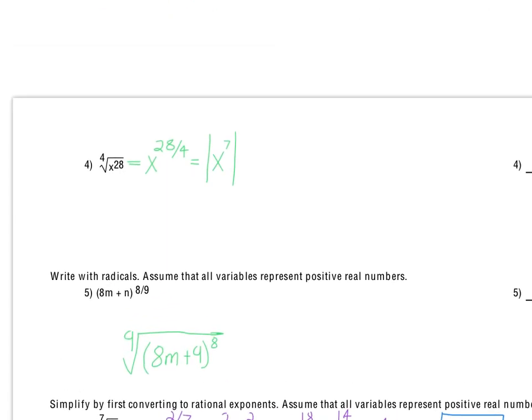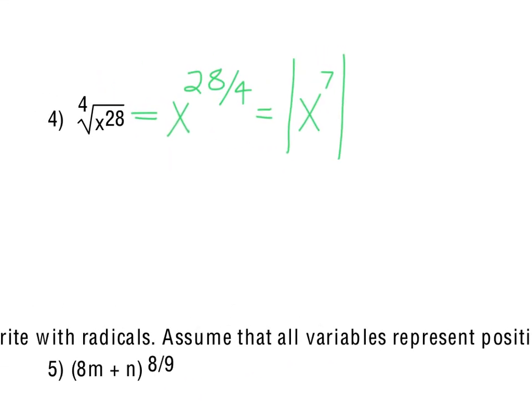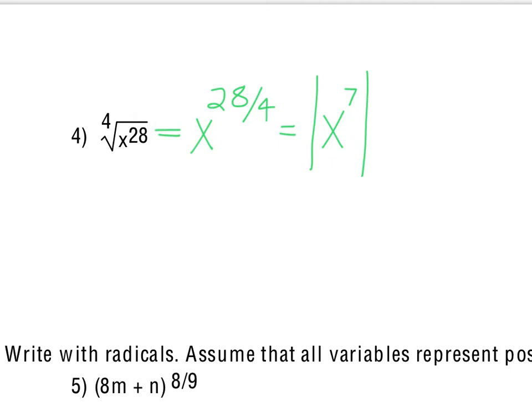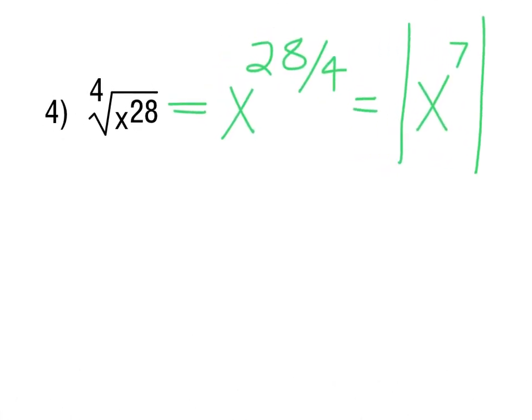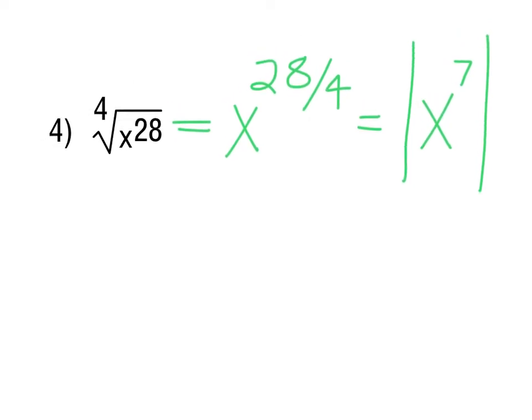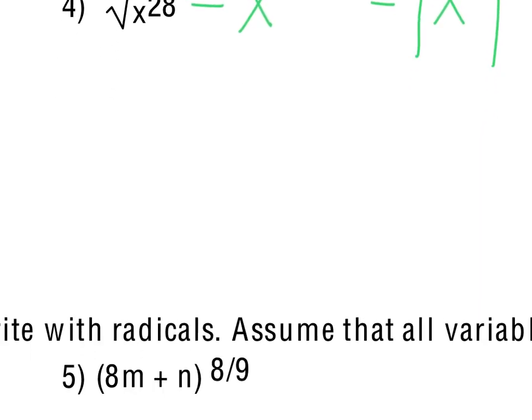Continuing on here, we've got another expression to simplify, so it's the 4th root of x to the 28th power. So again, if we convert that to rational exponents, we get x to the 28/4 power, which would be x to the 7th. In this case, we do need the absolute values, because x to the 7th could be negative, whereas the 4th root of x to the 28th power cannot be negative. So that's why we need the absolute values for that one.